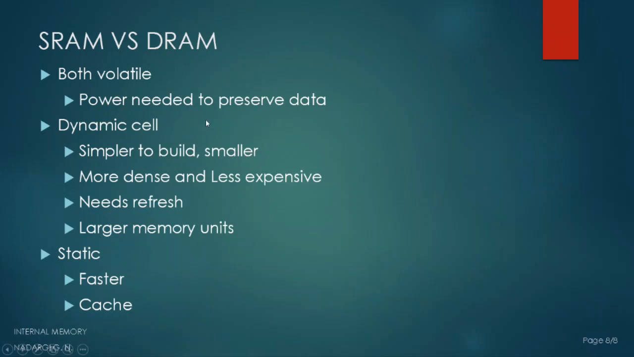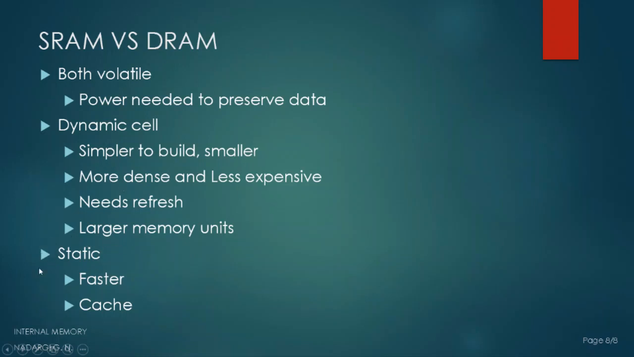The basic disadvantage is that DRAM needs to be refreshed every time. SRAM doesn't need to be refreshed. Whenever you read data from the DRAM, you need to refresh, and when you perform a write operation, you also need to refresh in the DRAM. In SRAM, you just need to provide a constant power supply. So DRAM can have larger memory units, whereas static RAM does not have larger memory units as compared to dynamic RAM.